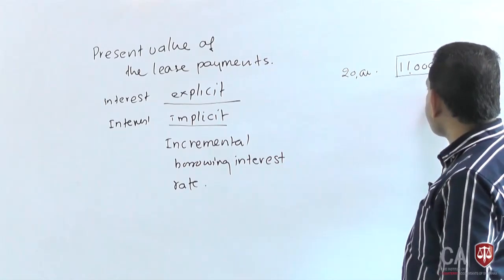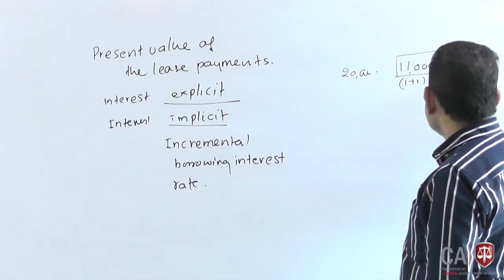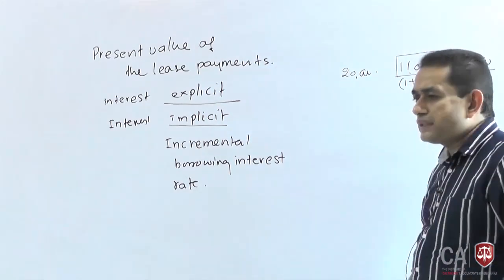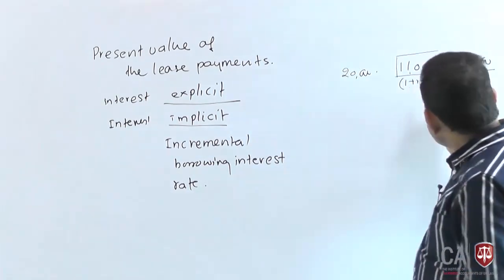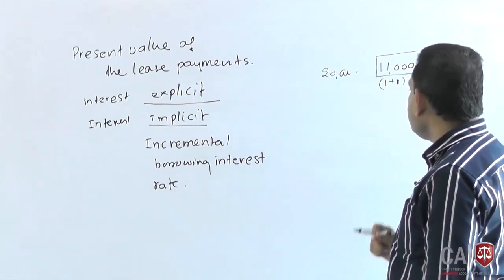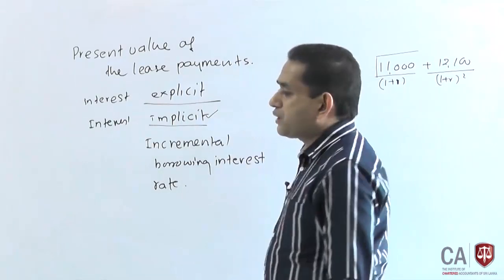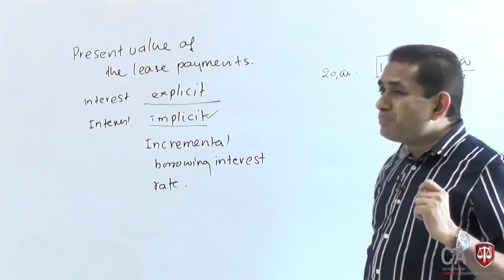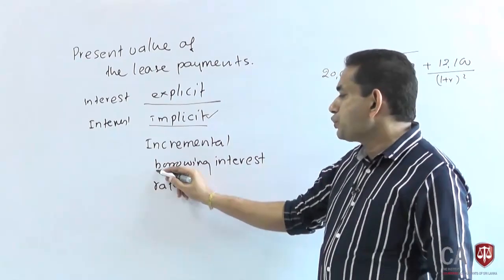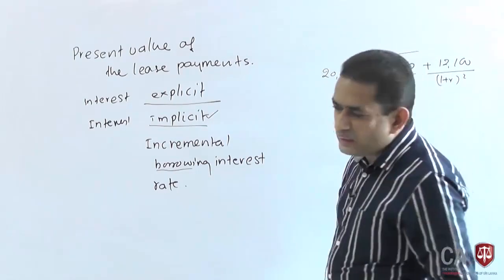Now, in order for us to determine the present value, you can divide it by 1 plus r. This is 1 plus r to the power 2 is equal to 20,000. It's just a small matter of simplifying this formula to find out what r is, and that r should be equal to what? The implicit interest rate. Even if the implicit interest rate is not determinable, then you can use the incremental borrowing interest rate of the lessee. What does it say?